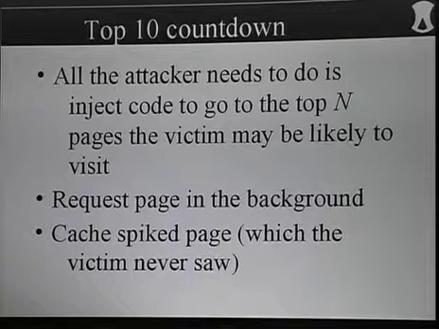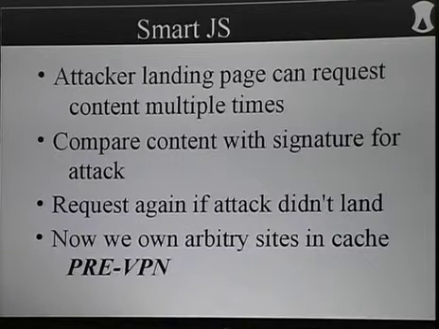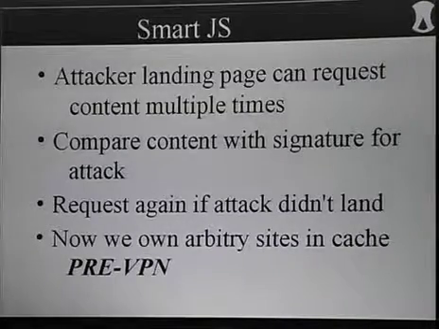So I just have to guess the top 50 sites you're likely to go to, and while you're signing in, your browser's in the background running JavaScript loading the top 50 pages I think you're going to go to, in which case I'll keep spiking them with cached attacks against you. So I can request content multiple times. So the landing page JavaScript just has to search the data it got back for its query and go, well, that didn't work, I'll request it again.